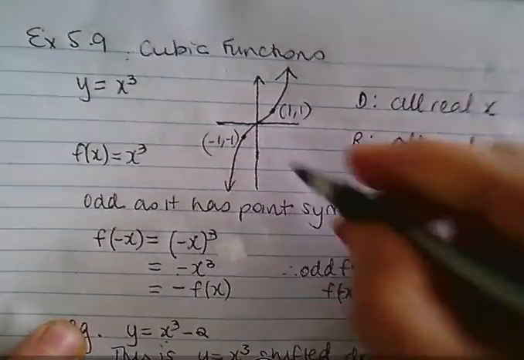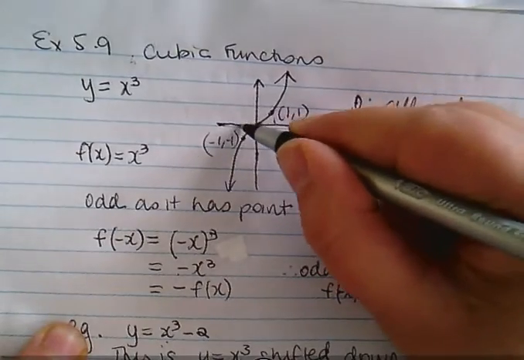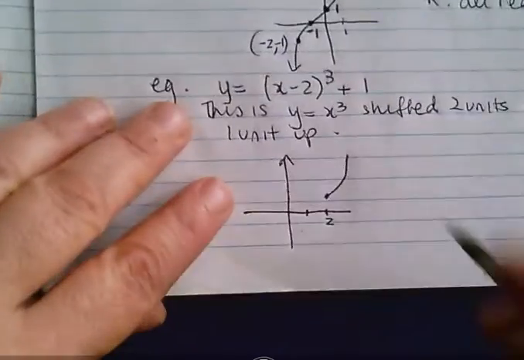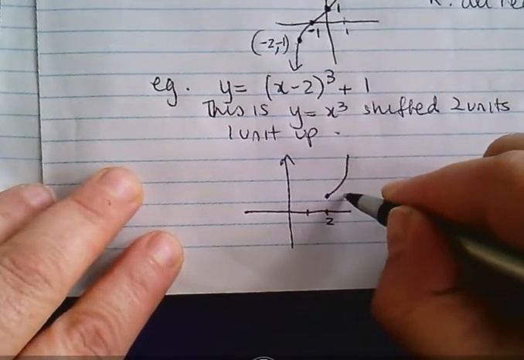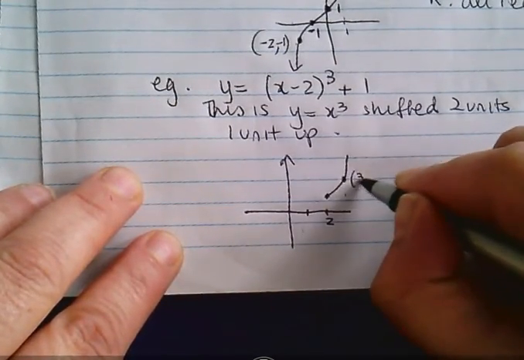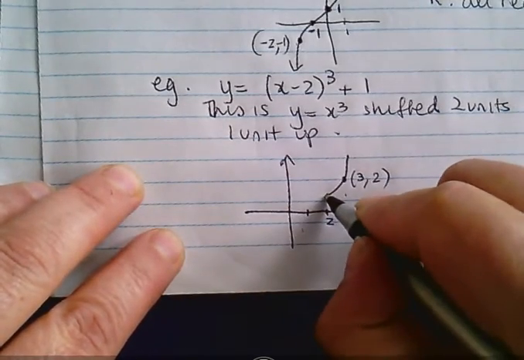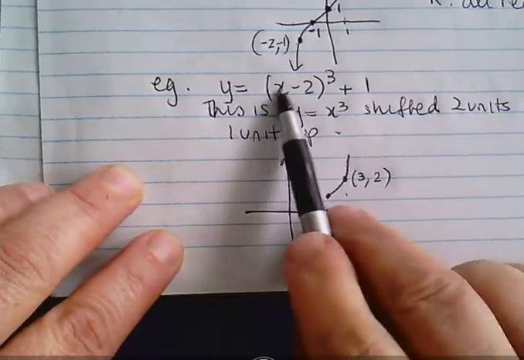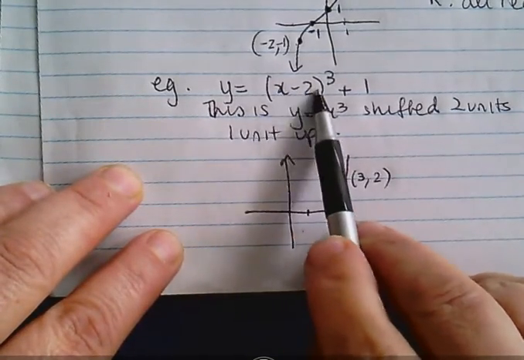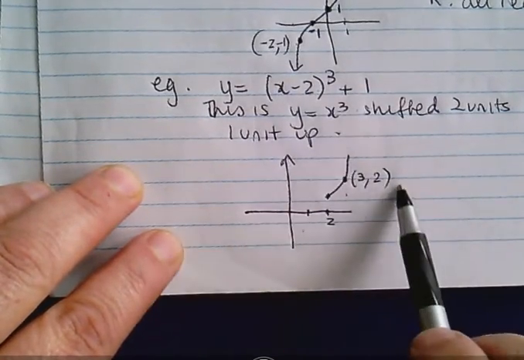See, look at the very original one. Look, 1, 1, negative 1, negative 1. So from that inflection, that curvy bit, you've really got to go across 1, up 1. This should be the point 3, 2. If this is the point 2, 1, let's just have a look. When x is 3, what do you get? 3 minus 2 is 1, cubed is 1, plus 1 is 2.